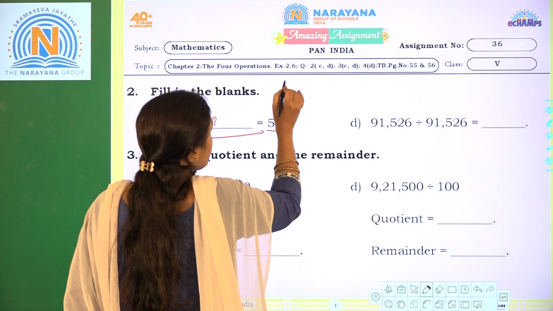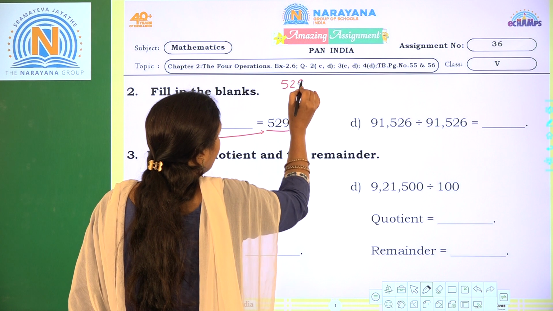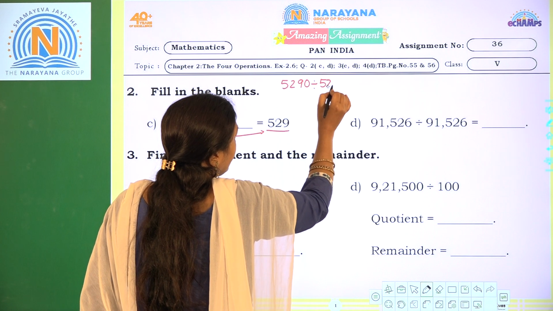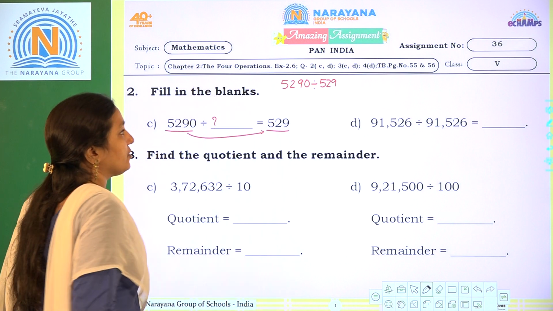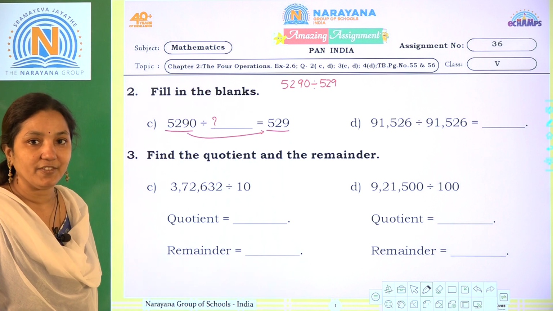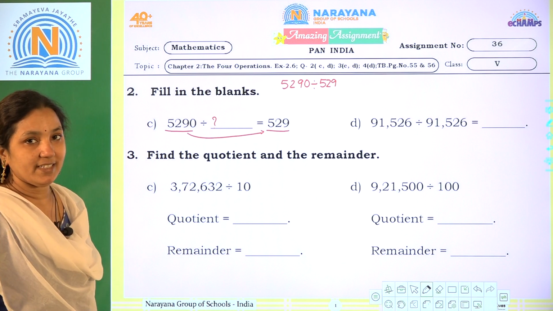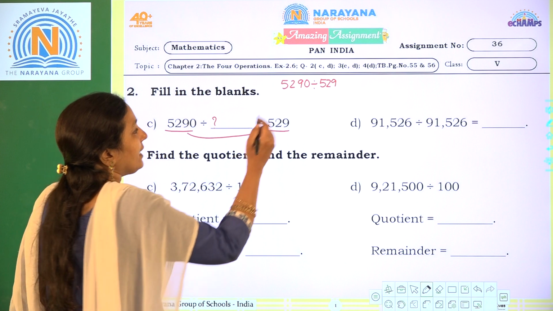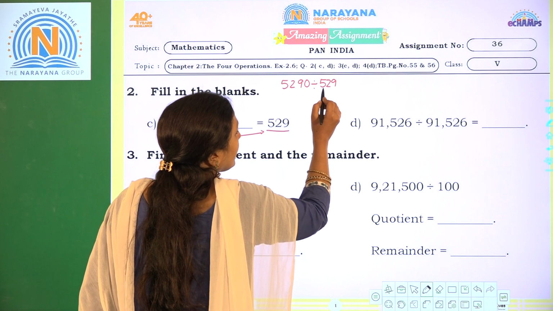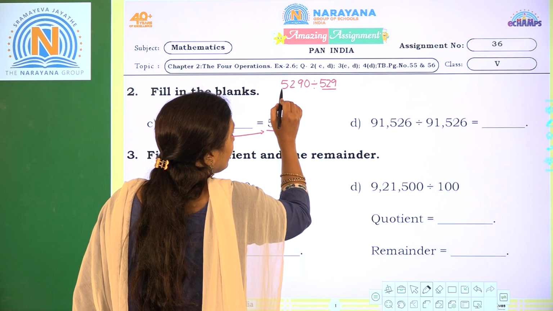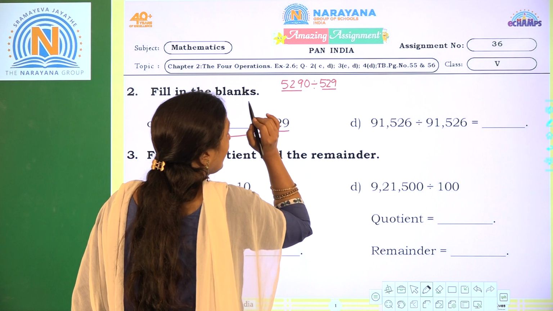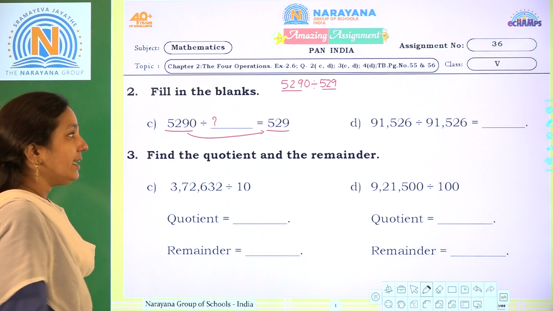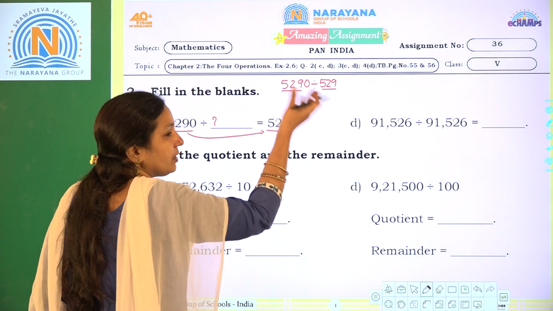Means 5290 is divided by 529. If you divide 5290 by 529, you will get the divisor. What you have to find, that number you will get. So here you can observe 529, and here also we have 529, except in one place we have 0.